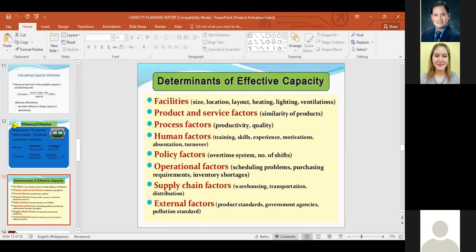And then the policy factors include the overtime system and the number of shifts. Operational factors are the scheduling problems, purchasing requirements, and inventory shortages. The supply chain factors are the warehousing, the transportation, and the means of distribution. And then the external factors are the product standards, government agencies, and the pollution standards.